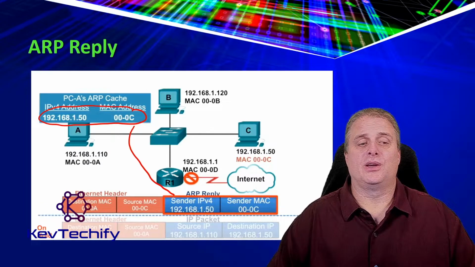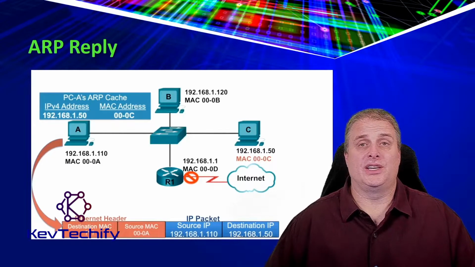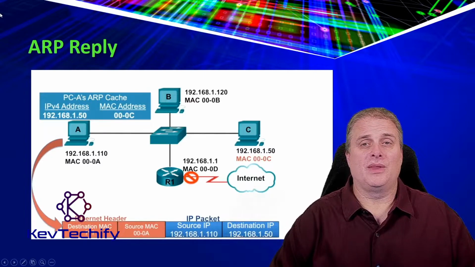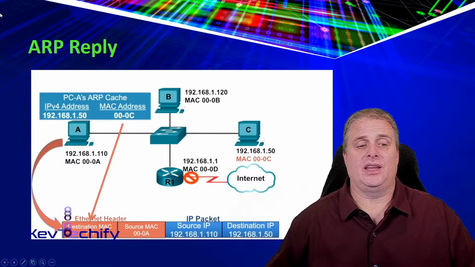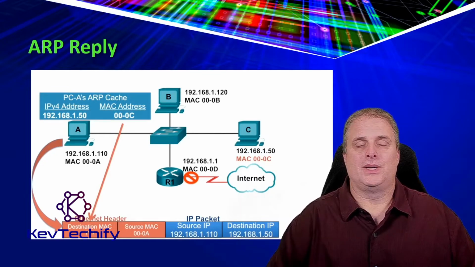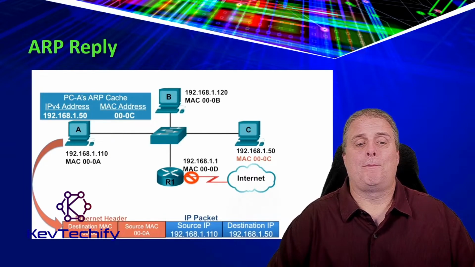PCA can now take the original packet that was on hold. It has the information it needs to send that packet. It takes the information from the ARP cache and places it in the Ethernet header, the destination MAC address. PCA can now forward this Ethernet frame containing the IP packet to PCC.